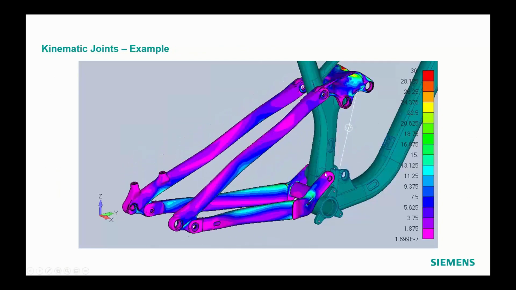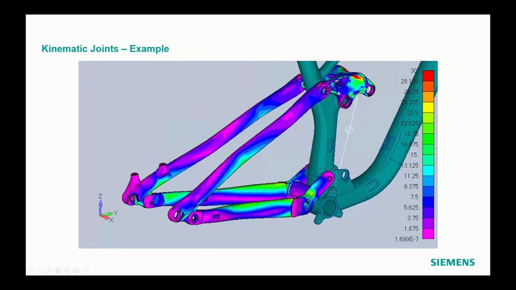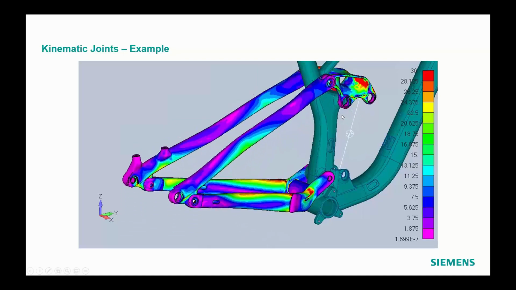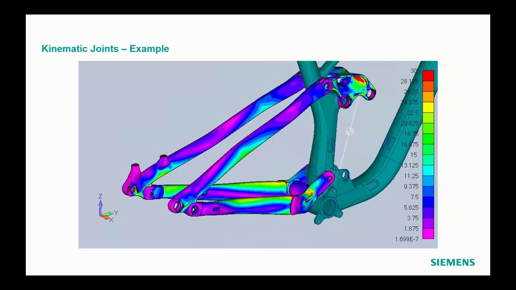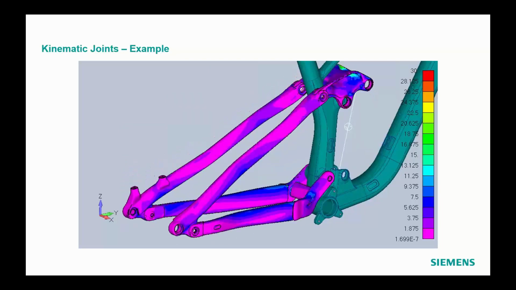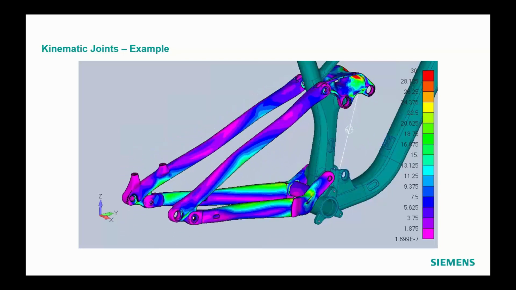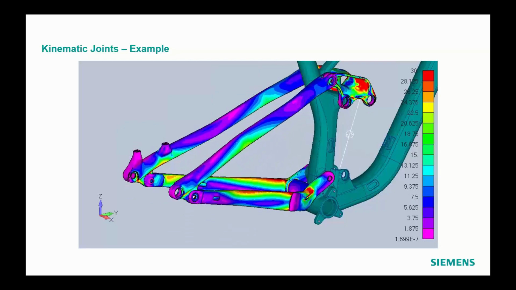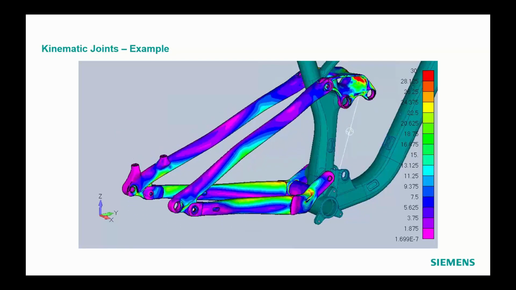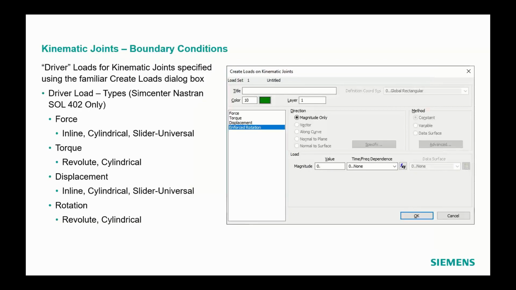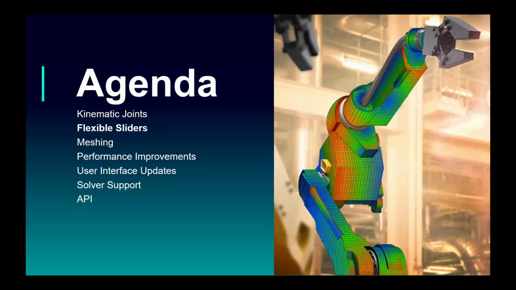And here's one example of these moving joints that allow you to simulate motion of a mechanism. I personally don't do a whole lot of mechanism analysis, but I can see how this would be super useful for someone who was trying to define some sort of analysis like this. And along with the kinematic joints, they also have driver loads, and there are a couple different loads, including force, torque, displacement, and rotation.